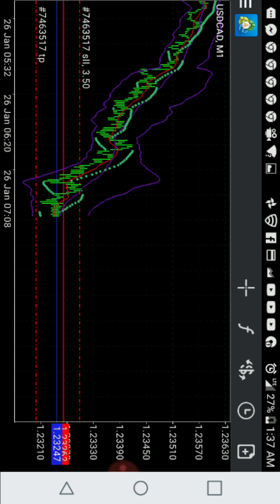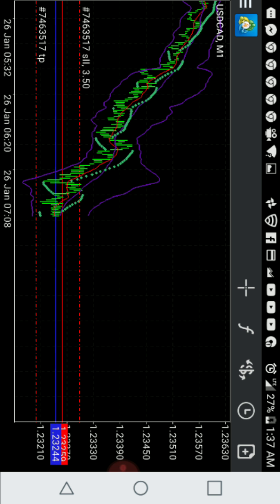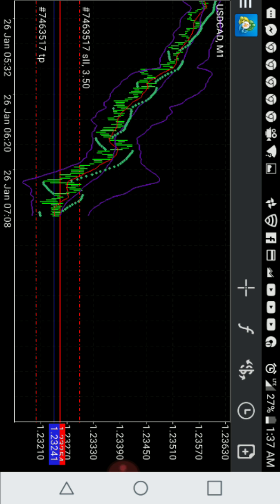So I'm going to sit back and look for price to strike this 123.20 level. And right now we're currently at 123.24. And we have our stop set at 123.29. And we entered at 123.30. So there's a little bit of give there with the spread.